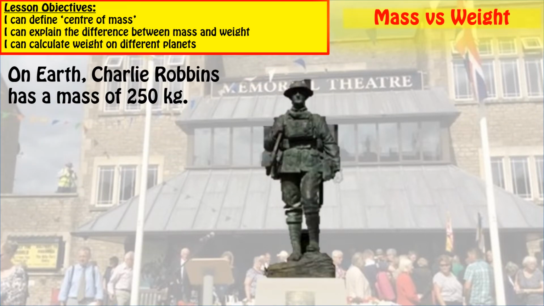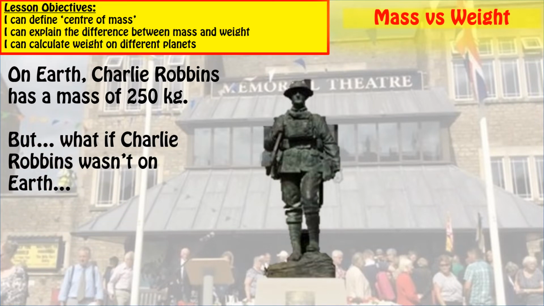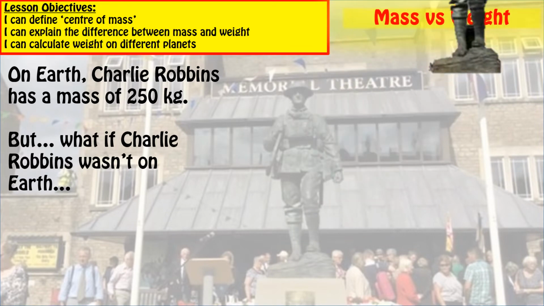So on Earth, Charlie Robbins has a mass of 250 kilograms. But what if Charlie Robbins wasn't on Earth? Would his mass change? So on Earth it's 250 kilograms. Would it change? Well, let's go find out.